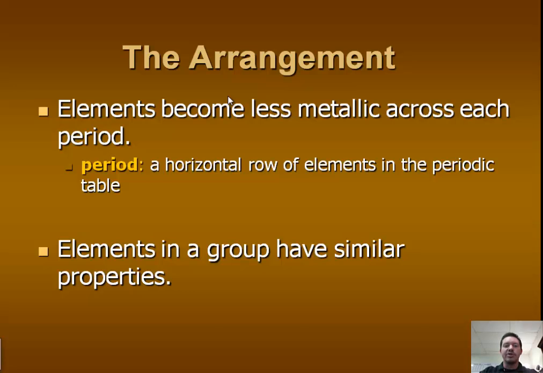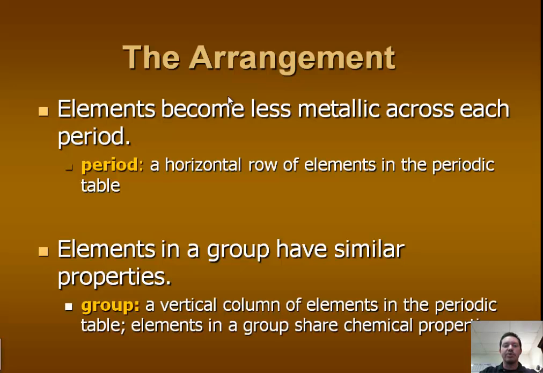And then elements in a group have similar properties, and a group is typically a vertical column, so an up and down column of elements in the periodic table, and they share similar properties as well as the same number of valence electrons, and we'll get to the valence electrons shortly. So just to get a visual here: a period goes from left to right, and a group goes up and down.